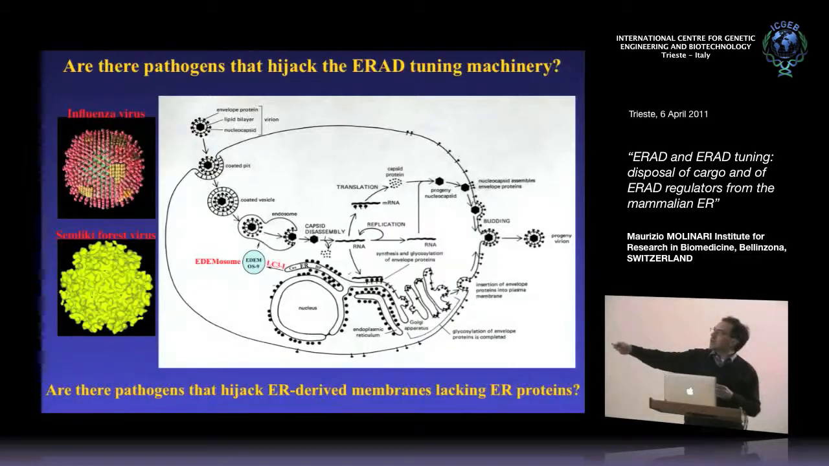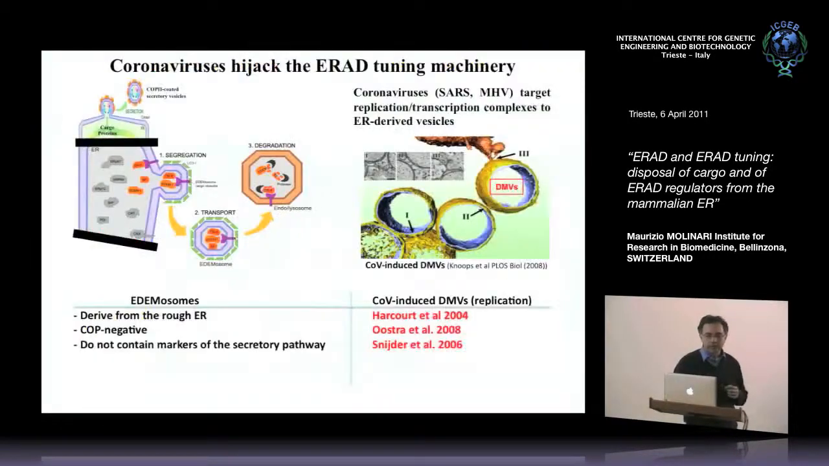So now we are not talking about the secretory pathway, we are talking of the selective release of vesicles that do not contain calnexin, do not contain BIP, so abundant ER markers, but that contain EDEM and OS9, released from the endoplasmic reticulum and fusion to the edemosome, to the lysosomes. So is there a virus that hijacks that? Looking at the literature, obviously there is a virus because I'm telling you that.